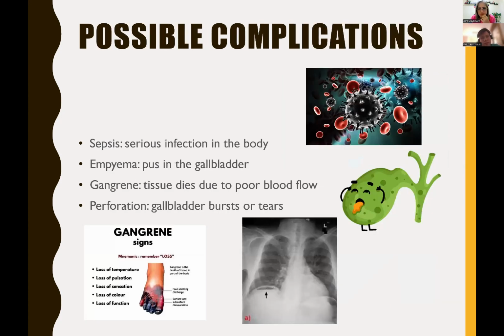Possible complications. I'll talk about sepsis. Sepsis happens when an infection gets out of control and the body starts to harm itself instead of just fighting the infection. It's a severe infection, so the body doesn't know how to fight it and it gets out of control, and it is bad for the body, harmful, because sepsis happens when the infection is very severe.